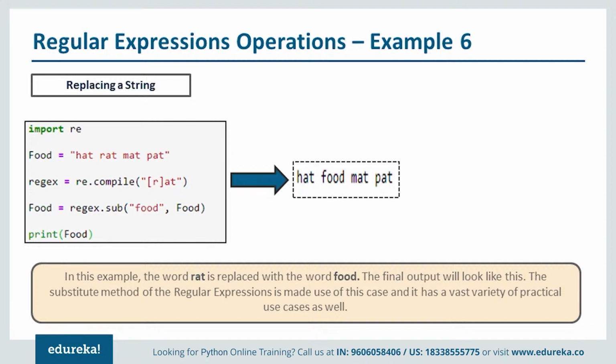Now we can use the substitute function, where we say that I want to replace the whole string rat with food. There is only one occurrence of rat here, but if there were multiple occurrences, all of them would be replaced with food. So in the final output you will see the rat is being replaced with food. This is how substitute works.